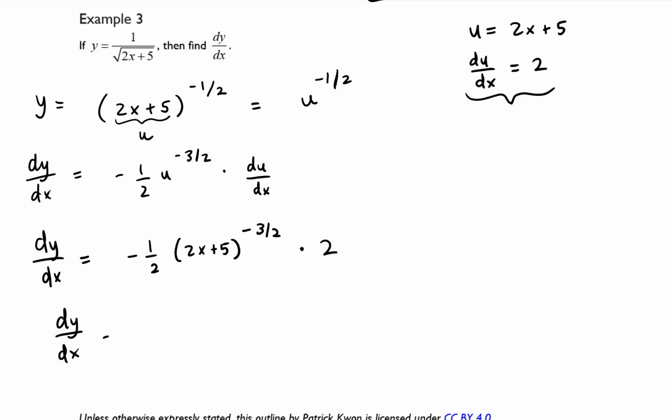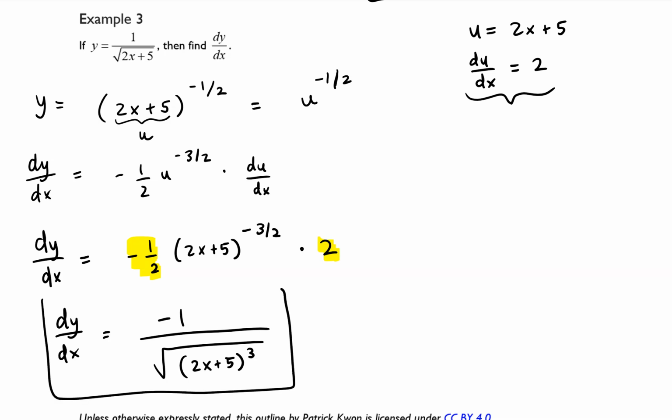Let's do some more simplification. I'm going to multiply negative 1/2 times 2, which will just be negative 1. And then I'm going to rewrite the rest of that as the square root of 2x plus 5 cubed, like that. I just didn't want to use a fractional exponent or negative exponent notation, so I rewrote it like this, but that and the above thing are the same thing.